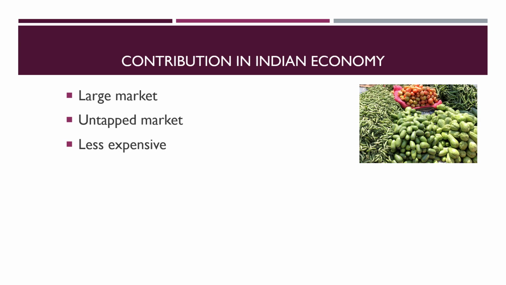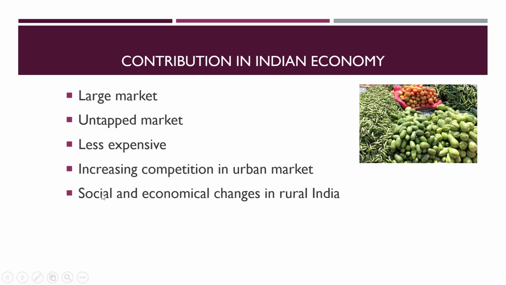Next one is less expensive goods. The goods which are less expensive can be promoted in the rural market because those people are price conscious consumers. There can be some exceptions. Next point is the increasing competition in the urban market. There are certain goods where the market in the urban area is saturated. So those goods can be diversified and sold or made available in the rural market, leading to increasing sales. Next one is the social and economic changes in rural India.